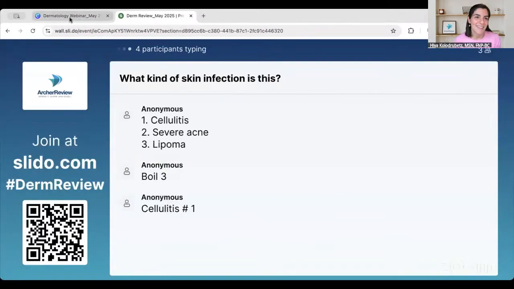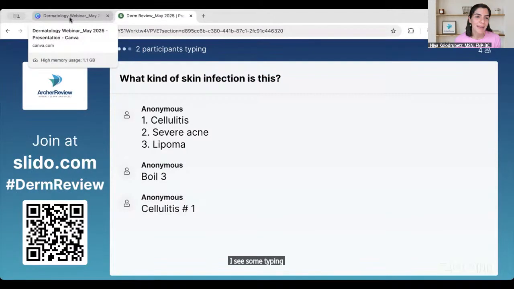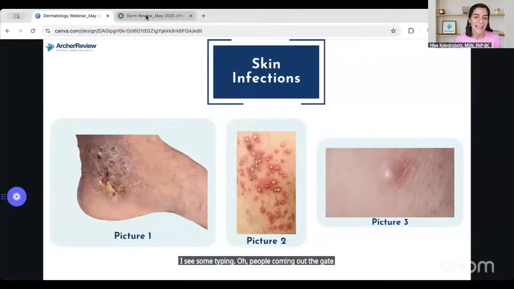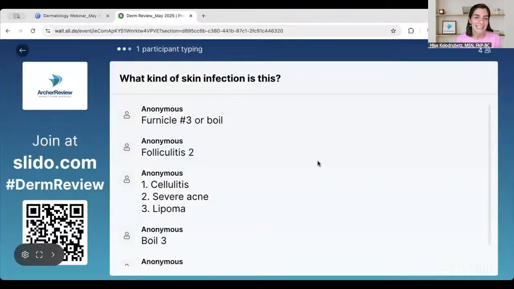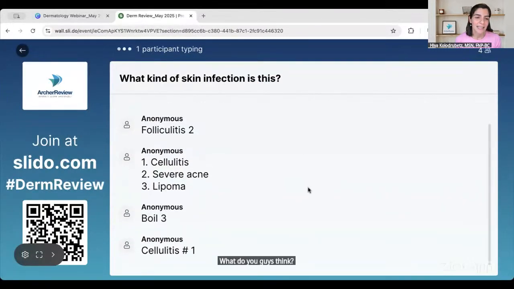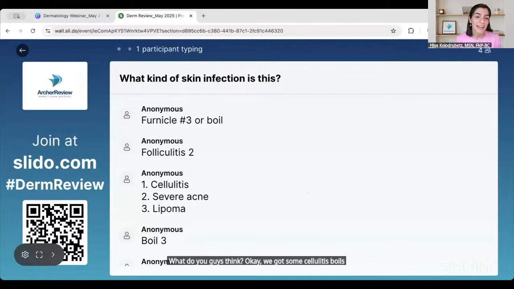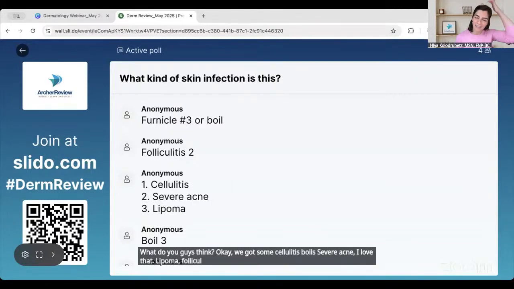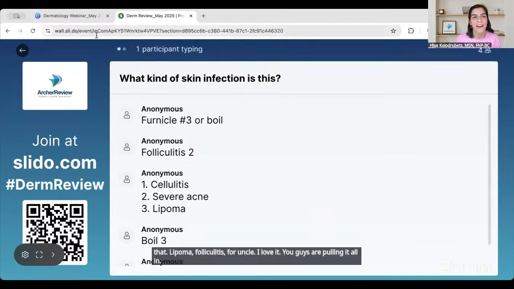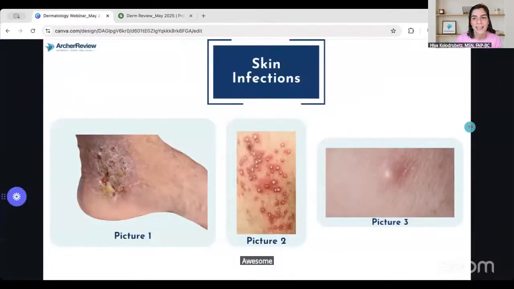I see some typing. Oh, people coming out the gate with all 3. I love it. What do you guys think? Okay, we got some cellulitis, boils, severe acne. I love that. Lipoma, folliculitis, furuncle. I love it. You guys are pulling it all in. Awesome. All right.